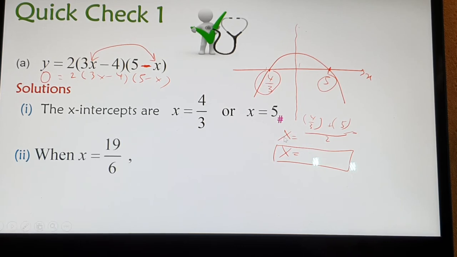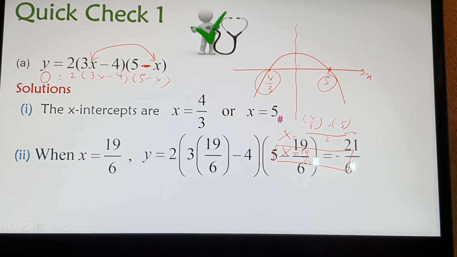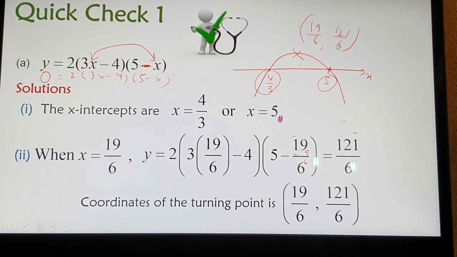Yeah. Okay, so this one, if I'm not wrong, 5, 10, 15, 19 over 6. Yeah, correct, it's correct. 19 over 6. Then you sub in. Finish. Okay, so let me erase this. This is your maximum point. 19 over 6, 1 and 2 over 1 and 6. Like that. Okay? Now you go and coordinates is this one.